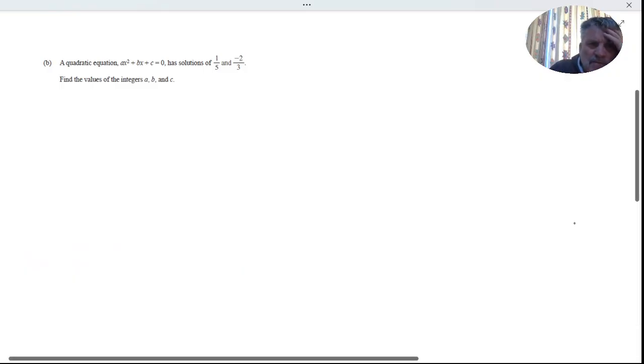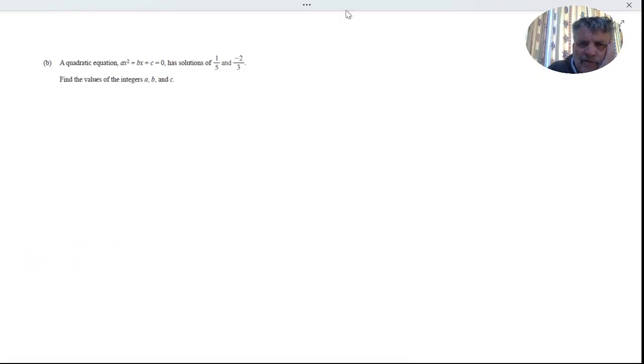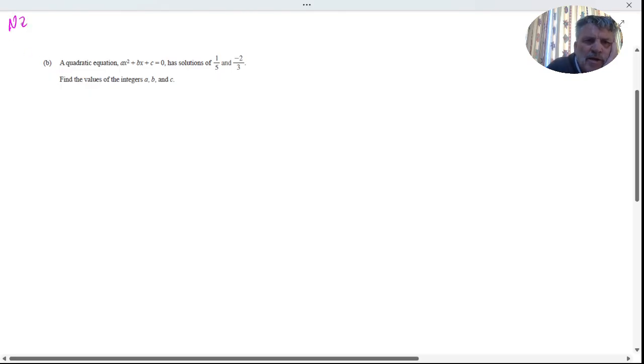Hello, this is a question from the NZQA, NCEA 2025 Algebra. Started the right level there, level 2. Oh, wanting to put L's everywhere. Level 2 examination, it's question 3B.